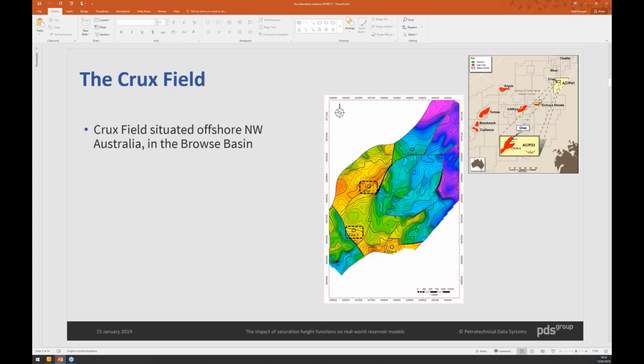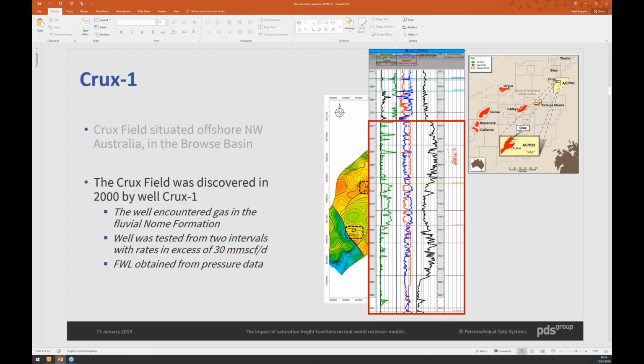So the first case study comes from Northwest Australia, from the Crooks field. It's located in the Browse Basin. The field was discovered by a company called Nexus Energy in 2000. Discovery well Crooks 1 encountered a fluvial reservoir section called the Noma Formation.